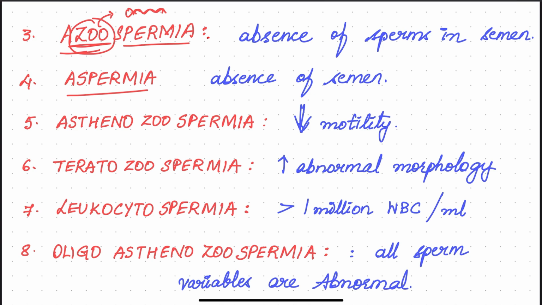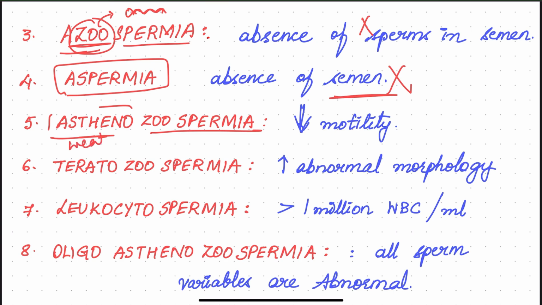That is azoospermia. Aspermia means there's no semen at all, no material at all. Aspermia is absence of semen, whereas in azoospermia the sperms are absent. In asthenozoospermia, astheno means weak or thin. Because of weakness, the sperms cannot move, so there is decreased motility.